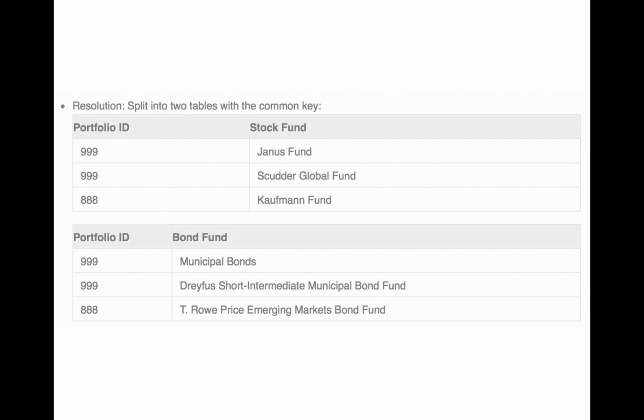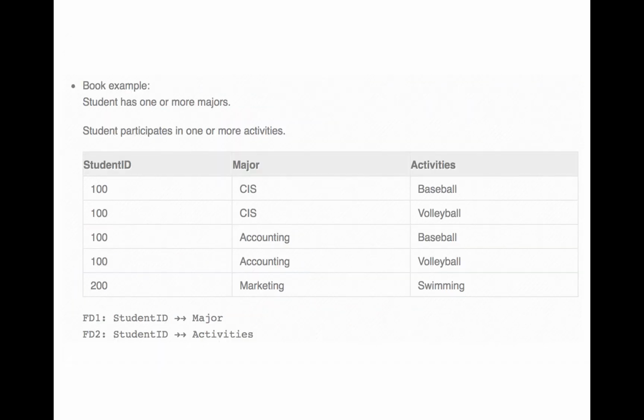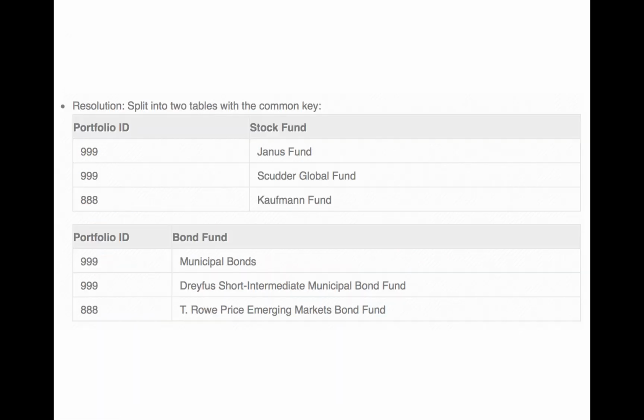So to remove this redundancy and preserve all the information that we need, we split the table into two tables, one for bond fund and one for stock fund. Or in the earlier example of the student ID table, we can have two tables, one for major and one for activity. Now these are in the fourth normal form.